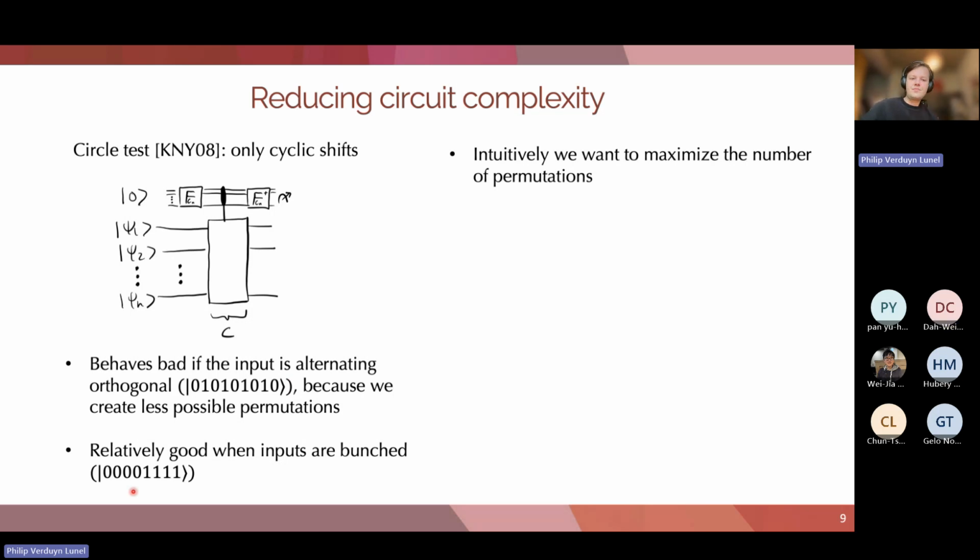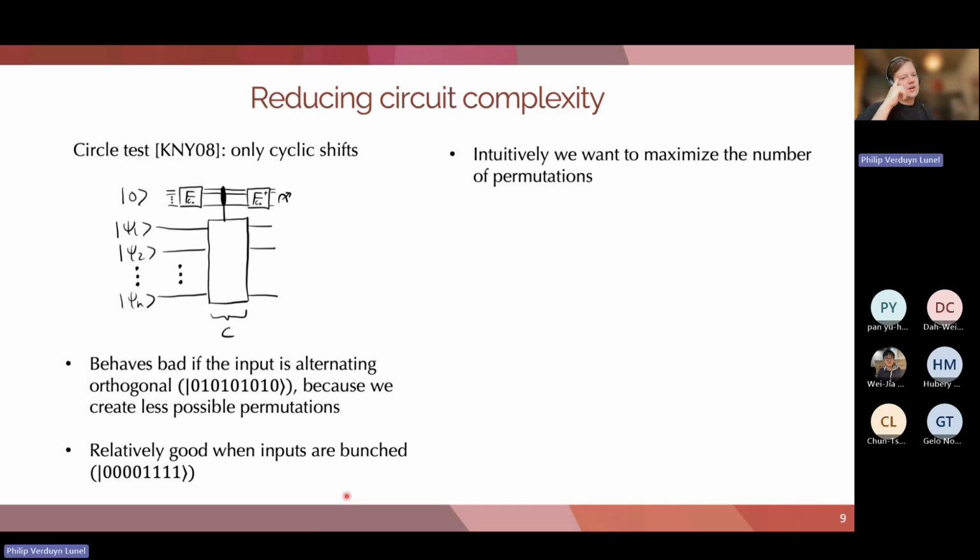permutations. But then what is the cyclic shift good for? The cyclic shift is good when the number of orthogonal states is very low. Oh, I see. Okay.